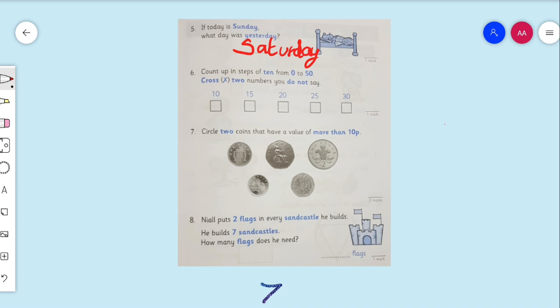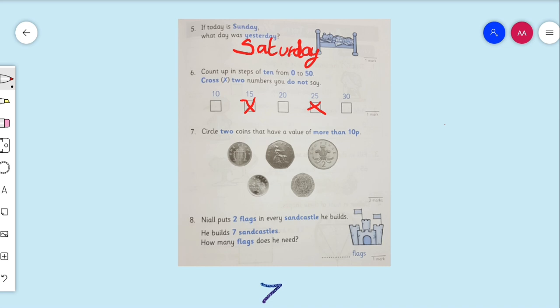It says count up in steps of 10 from 0 to 50. So it says cross 2 numbers you do not say. So we have to count in our tens table. 10. So 10 is right, so we don't cross there. 10, 20. So next is 20. So I don't know where this 15 came from. So we cross the 15. Then 10, 20, 30. Next is 30. So it can't be 25. So these are our 2 answers.